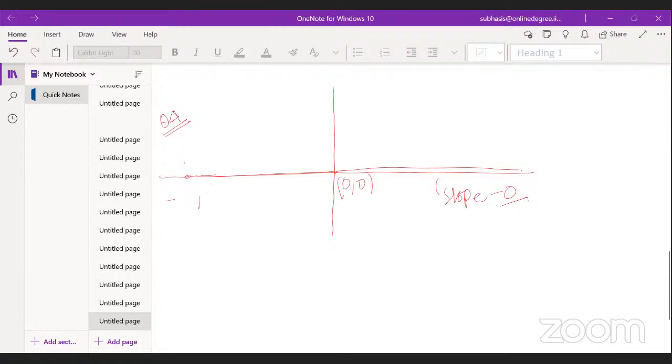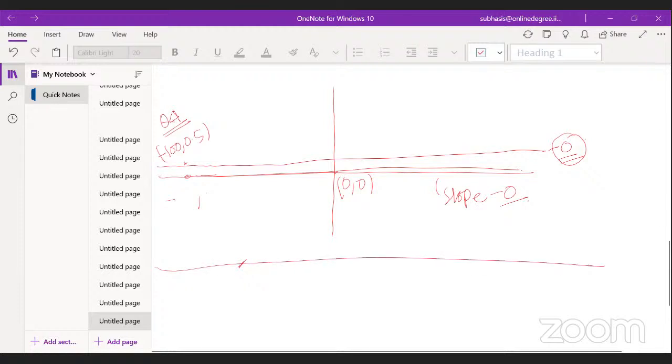Suppose this point is your minus 100.5. Then you can draw a line which is parallel to the x-axis, right? Yes. And the slope of that line will be 0. Right. And similarly, for any point in the xy plane, you can draw a line which is parallel to the x-axis. Yes, now I got it. That's why all the options are correct.